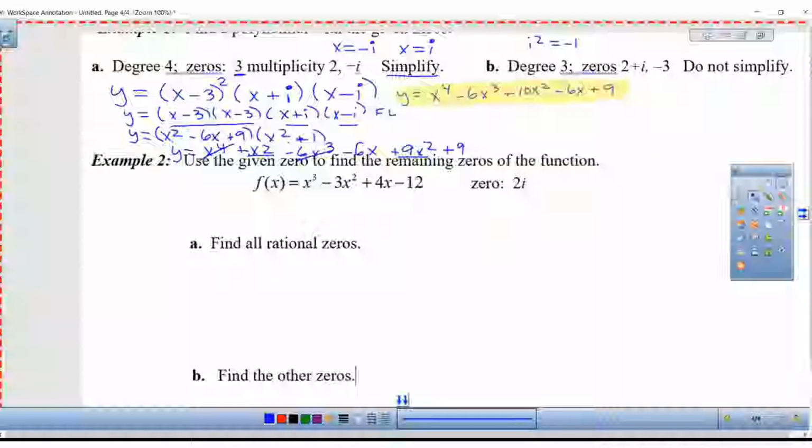Okay, this one is degree 3. You have a solution of 2 plus i, which means you also have a solution of 2 minus i. You also have a solution of 3. Okay, so it's going to be y equals, pardon me, negative 3.